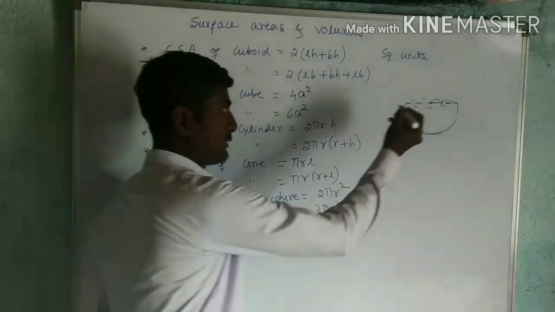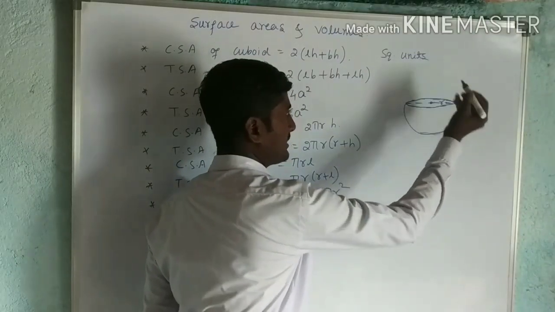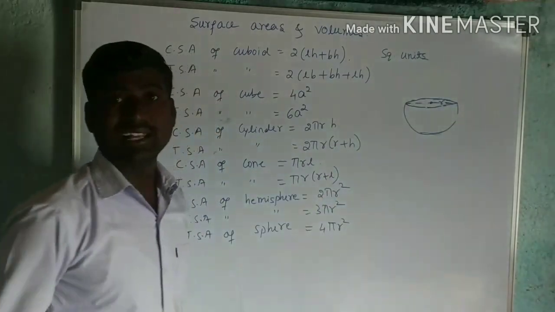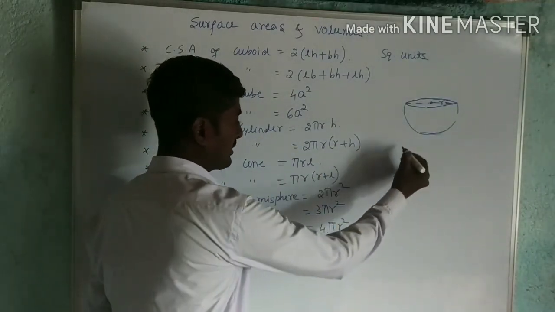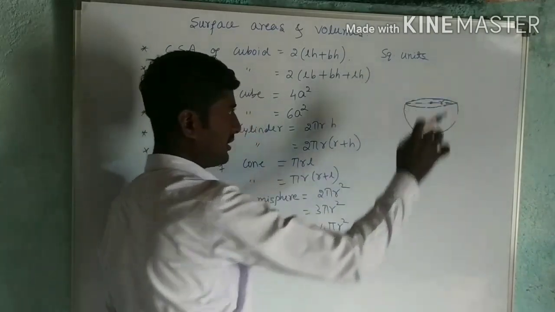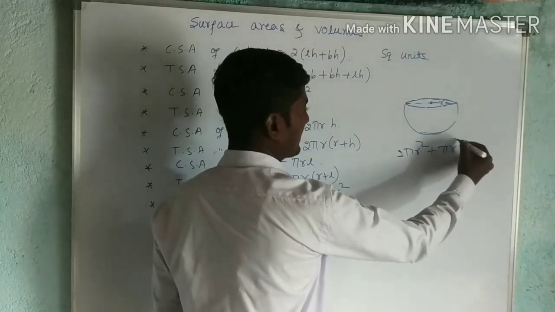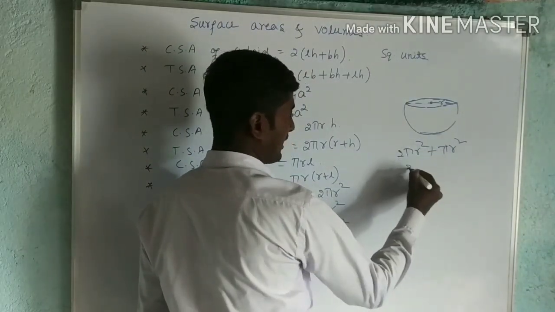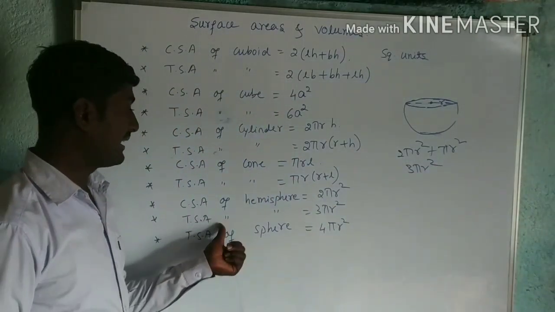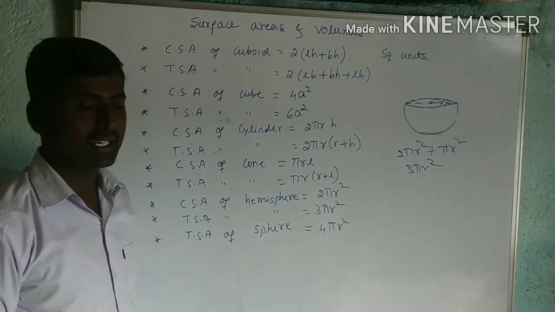If suppose this top or base is closed, then again one more circular area is added. Initially it was 2 pi r square, plus now this circular area is added, pi r square. 2 pi r square plus pi r square becomes 3 pi r square. That is the TSA of the hemisphere, 3 pi r square.